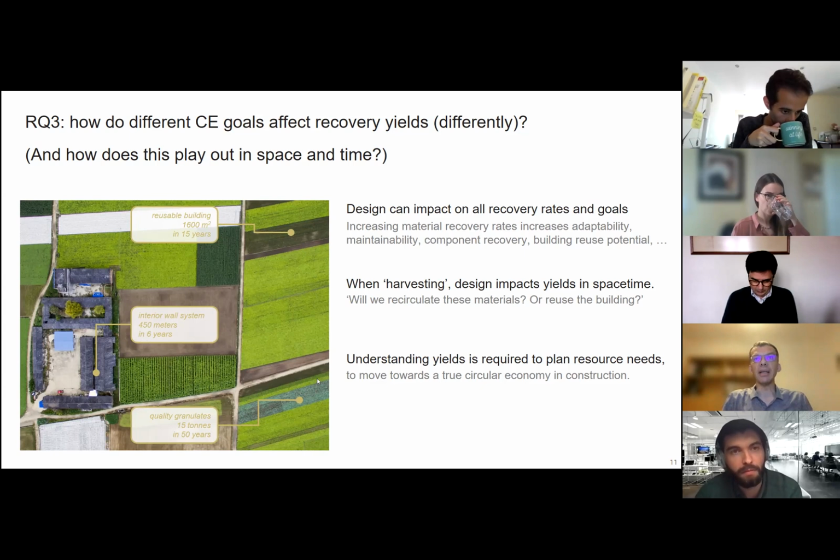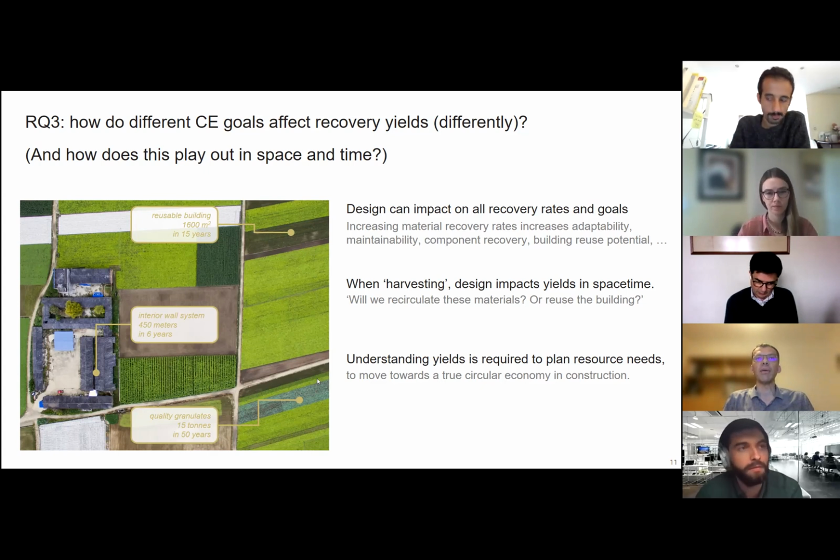So understanding these yields is of course required to plan resource needs, and this is how we can move towards the true circular economy. We have to adapt the needs basically to what becomes available. So we need to know what becomes available when we are planning our buildings. Next.